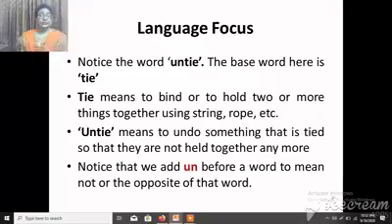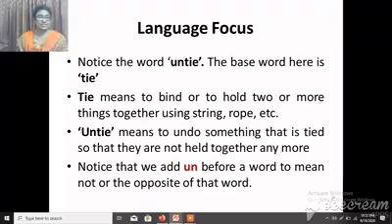Alright? Now, this is another topic called language focus. What is language focus? When we use language, lots of words come up. But where do they come from? Do you know? Okay, let's have a look.